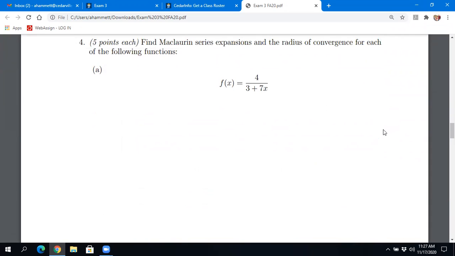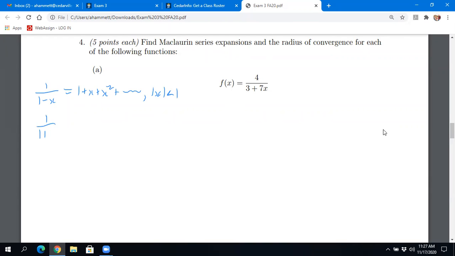Find a Maclaurin series expansion and the radius of convergence for the following function. Okay, so one thing I would point out is this nice little formula that we know. 1 over 1 minus x equals 1 plus x plus x squared plus etc. Okay, and that is good for x in absolute value less than 1, right?